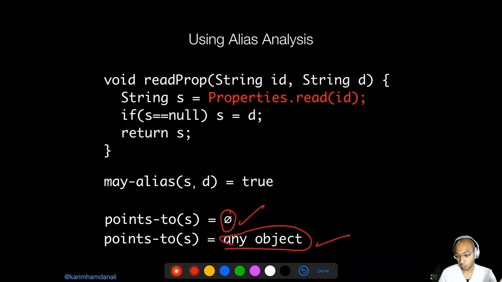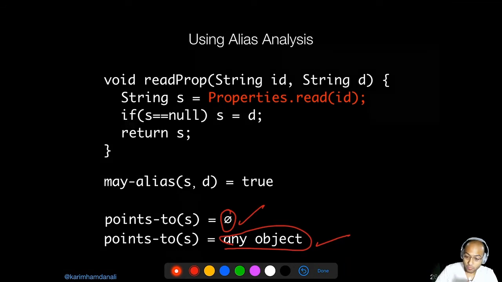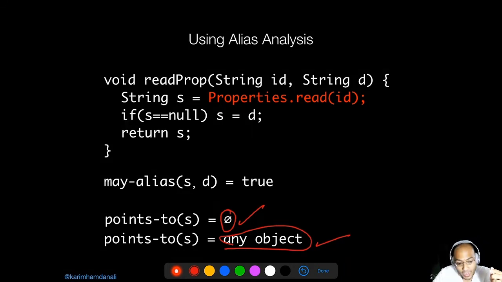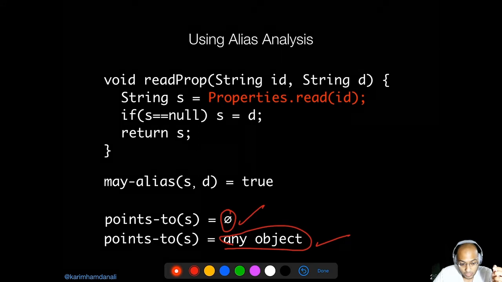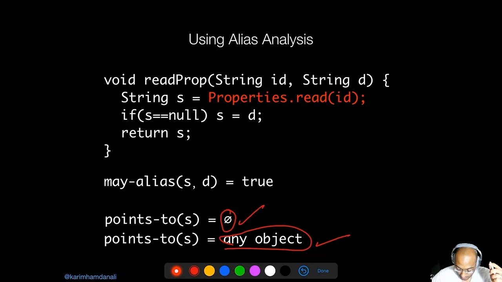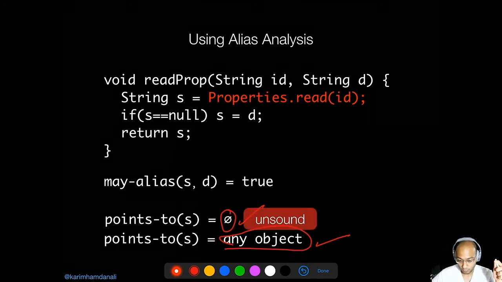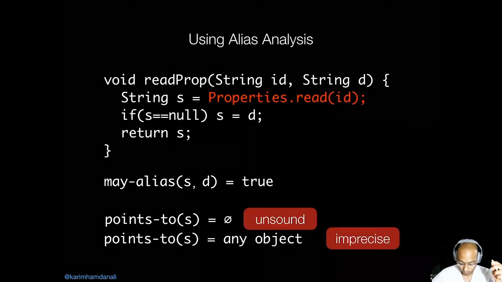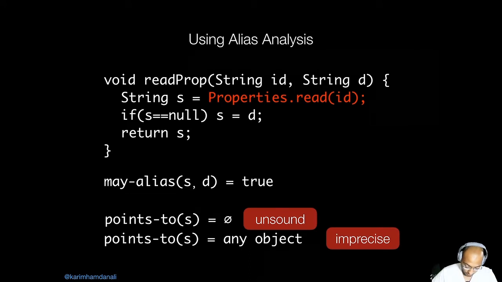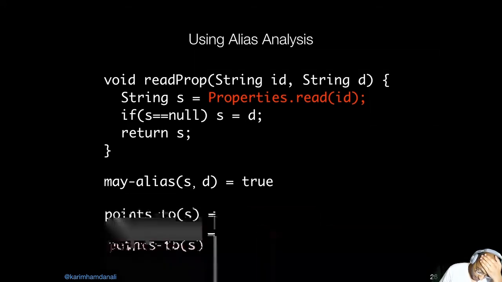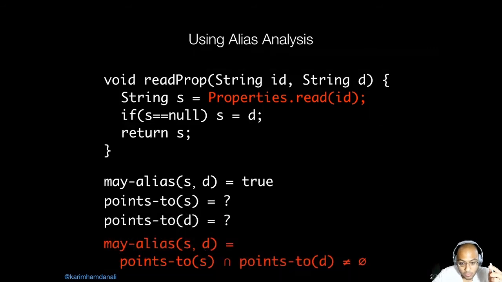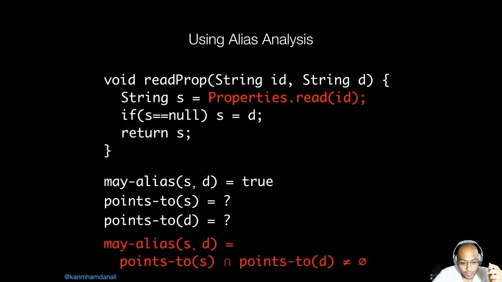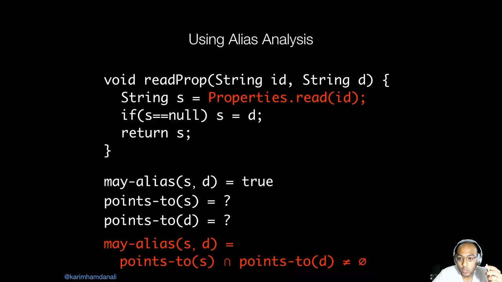So two extremes of the same equation here. In either of them, it is not the most accurate result that we can compute. So in the first case, the empty set is going to be unsound. In the second case, it's going to be an imprecise computation. In both of them, we can't really use the points to relationship to go from a points to set to a may alias, right?